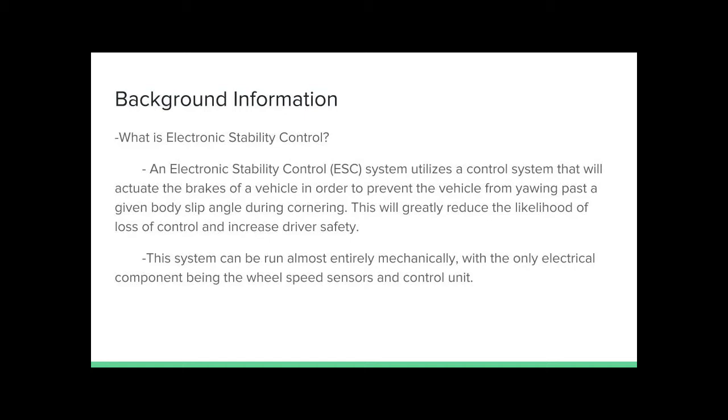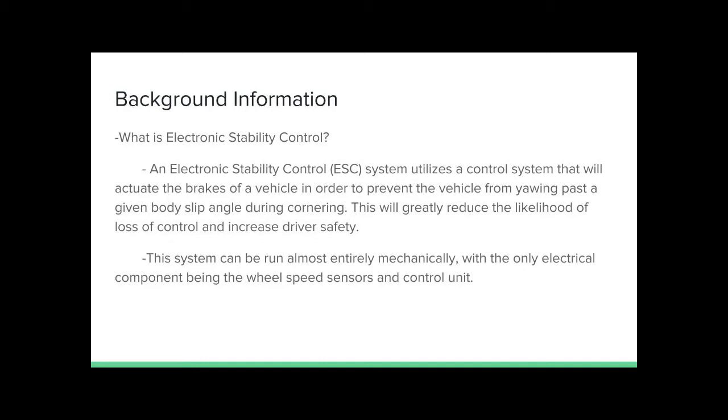ESC is a system within a car that can correct handling faster, more efficiently, and more correctly than a human can. So in the event of a car starting to oversteer, it can apply the brakes individually to each wheel to make sure that the car does not over-rotate and potentially cause a crash and injury to not only the driver, but those driving around them.